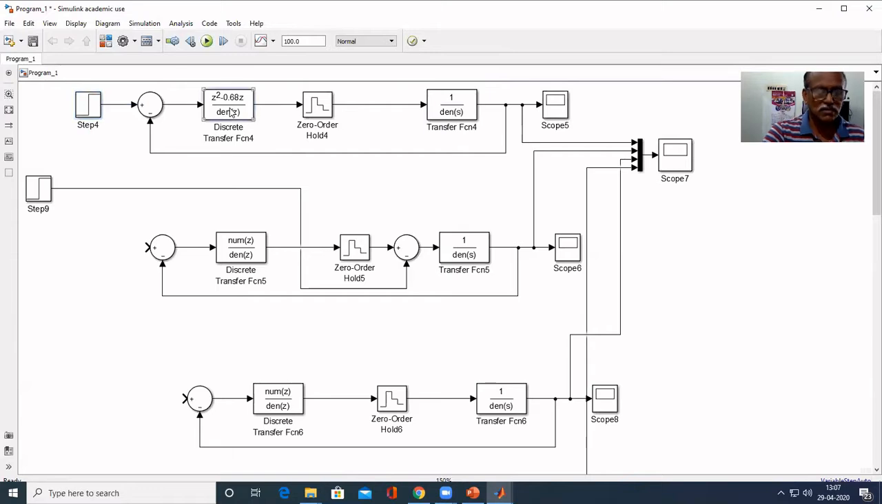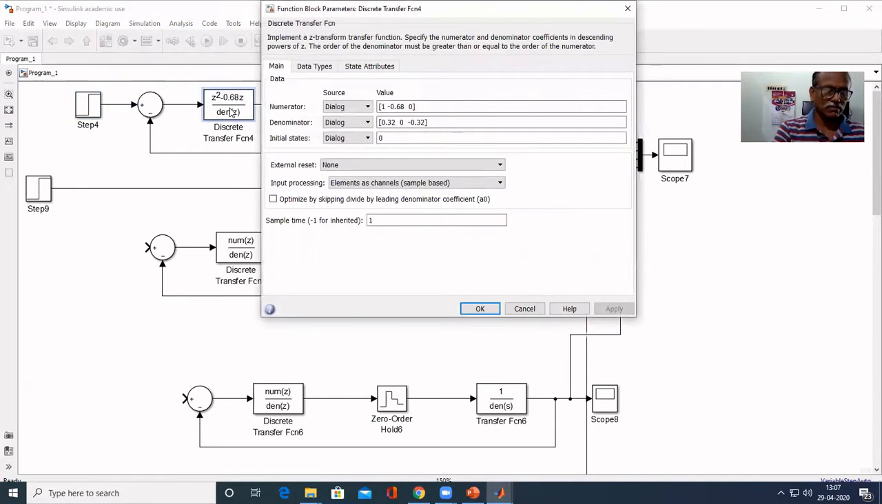First, for the discrete transfer function, we have to enter the transfer function of that digital controller, that is 1 minus 0.68 as the coefficient of z, then no constant term, that's why 0. Then for the denominator, 0.32 z square, 0 z, minus 0.32, the constant term. The sampling time is 1 second, that's all.